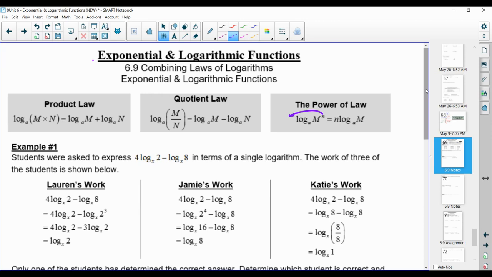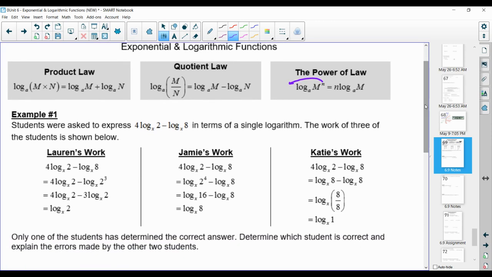All right, so taking a look at our first example here, we have three students who were asked to simplify the expression 4 log base x of 2 minus log base x of 8, and they were asked to combine this into a single logarithm. Now the three students did their work below here, but only one student has done the question correctly. So we're going to take a look at each example and see where some mistakes may have been made.